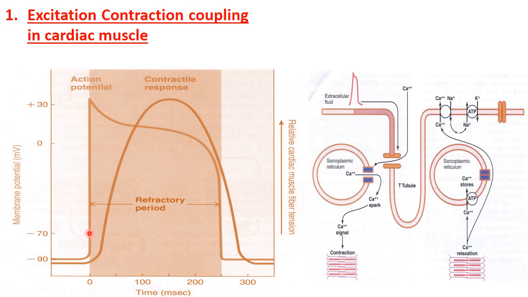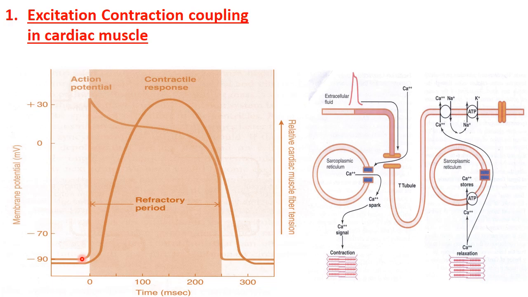Now you will be asking, the resting membrane potential is minus 90, so why is this? I am saying that it is from minus 70 to plus 30. From minus 90 to minus 70, this portion of the ventricular muscle is depolarized due to electrotonic conduction. Electrotonic conduction means flow of electrolytes from one cell to the other through gap junctions. And it also occurs very fast within the ventricular muscle.